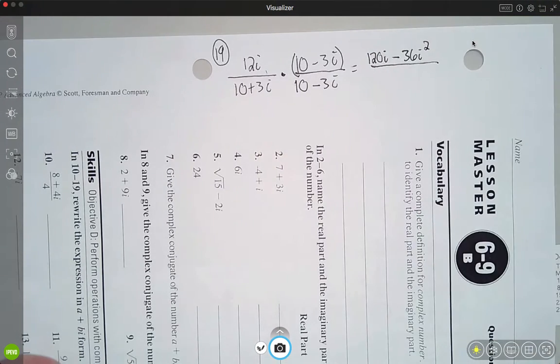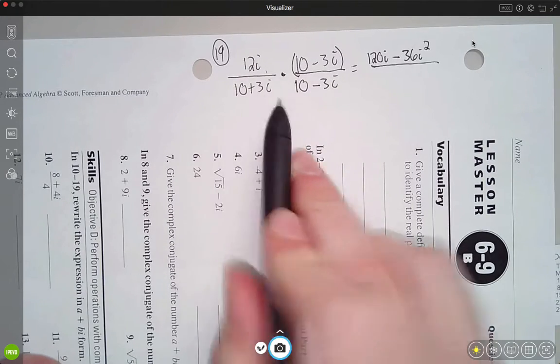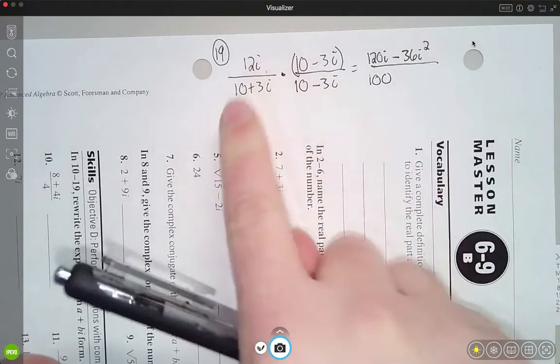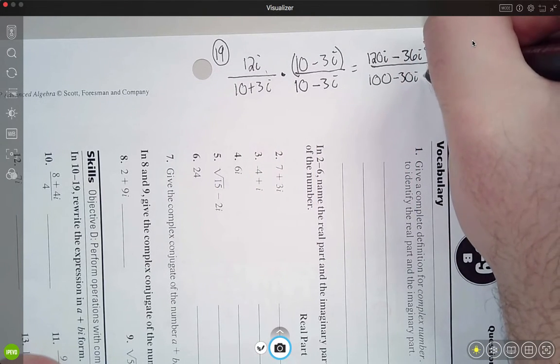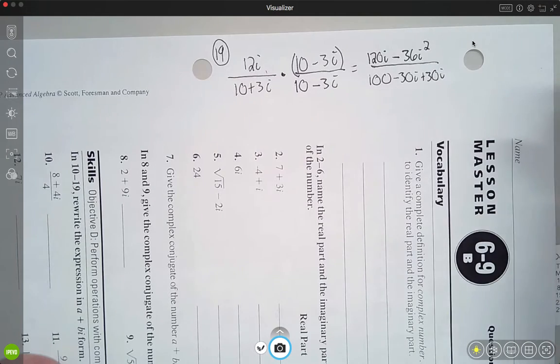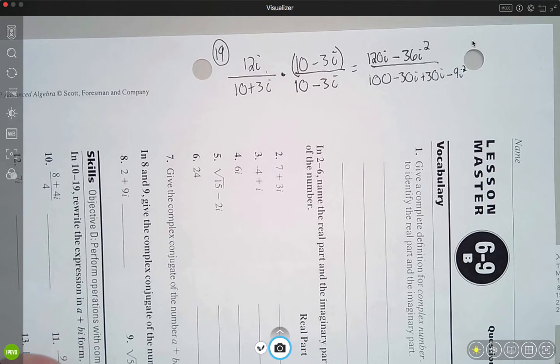Okay. Then I'll go down to the bottom. This is a regular FOIL, so 10 times 10 is 100. 10 times negative 3i is negative 30i. 3i times 10 is positive 30i, and negative 3i times 3i is negative 9i squared. And I'll take my i now.